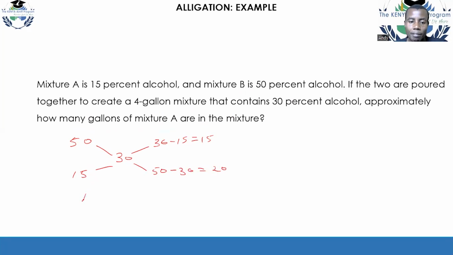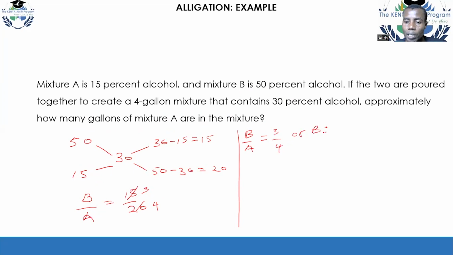So we have mixture B over mixture A as 15/20. 15 divided by 5 is 3. 20 divided by 5 is 4. So we can say that B over A is 3/4, or B to A is 3 to 4. So what does the question require?